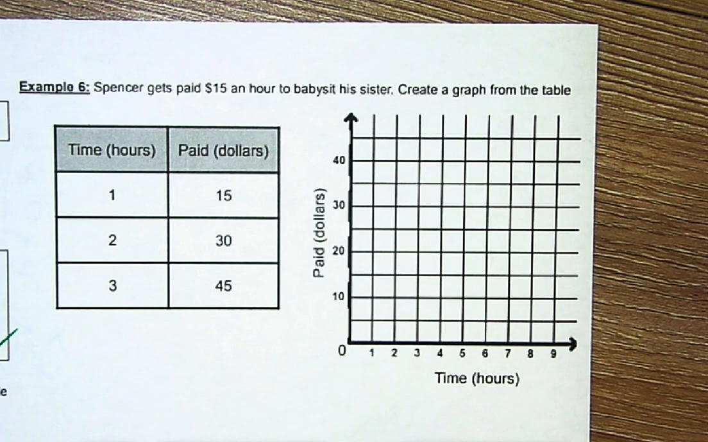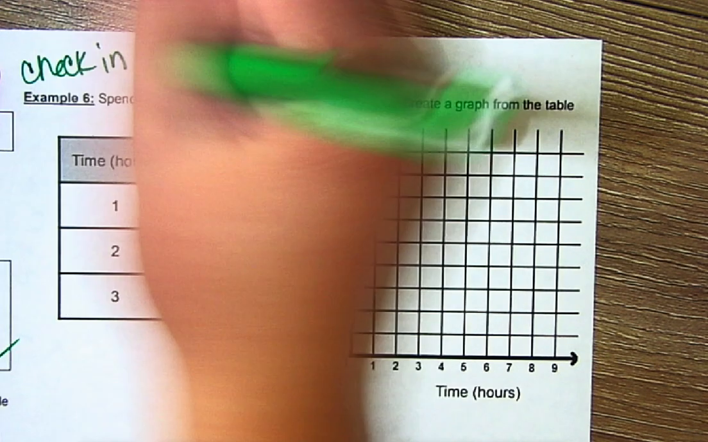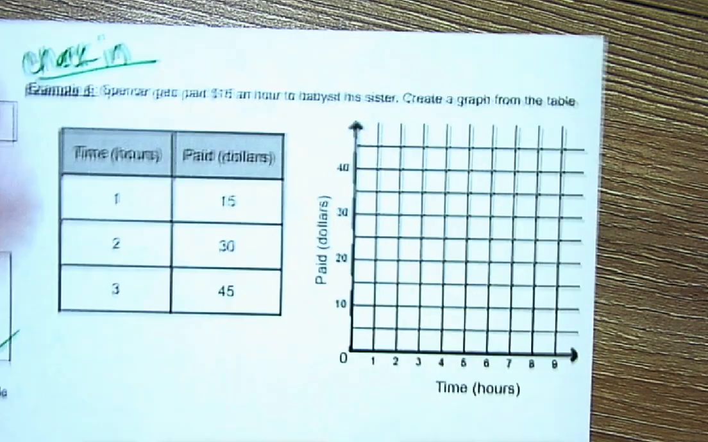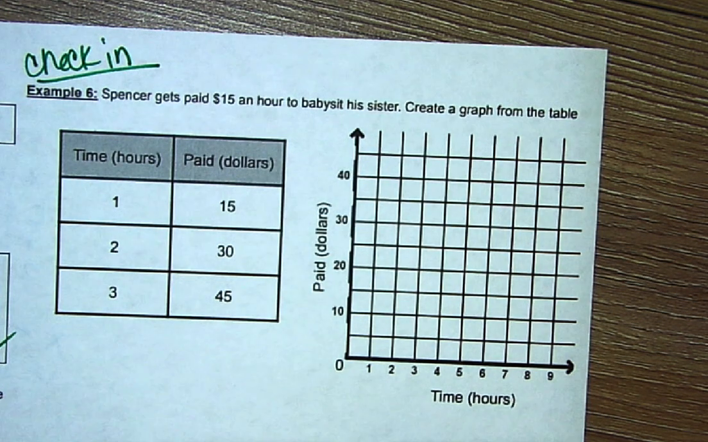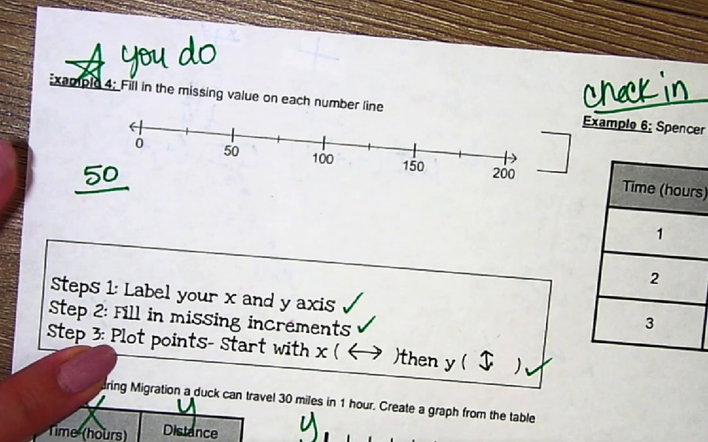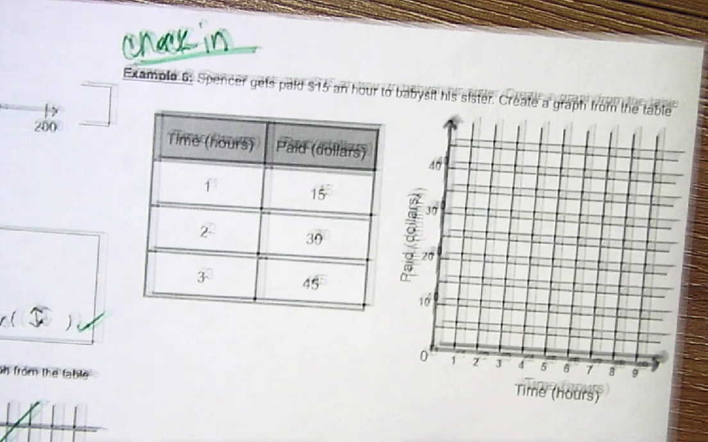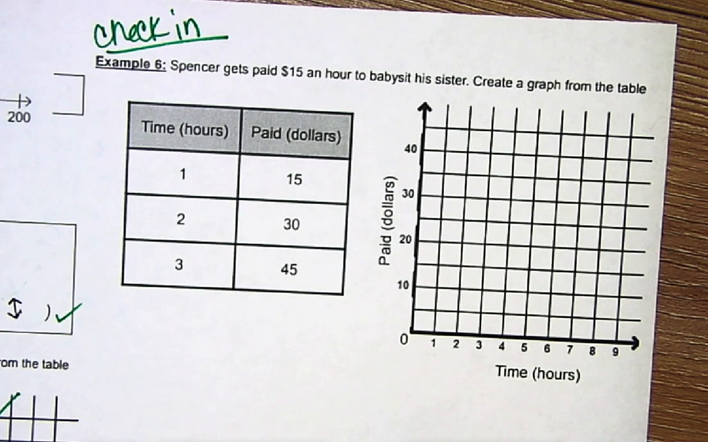So I want you to do this example 6 as your check-in. Okay, that's your check-in. So make sure you do those 3 steps. Your steps are right here. Label your x and y, fill in missing increments, and plot your points. On the practice paper that you have following these notes, that's what you're going to be practicing on. So be careful.